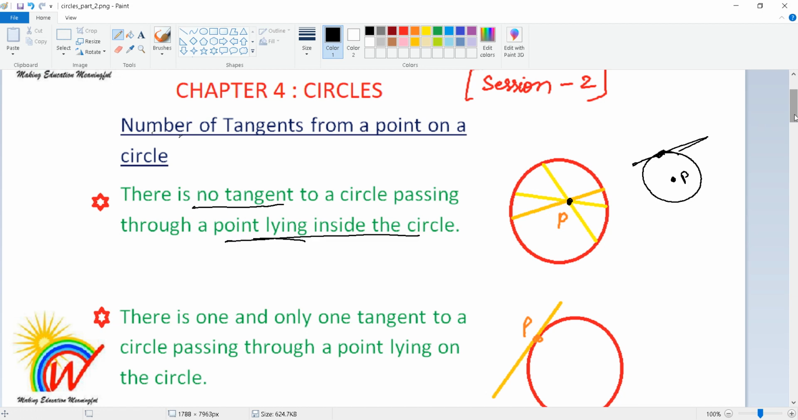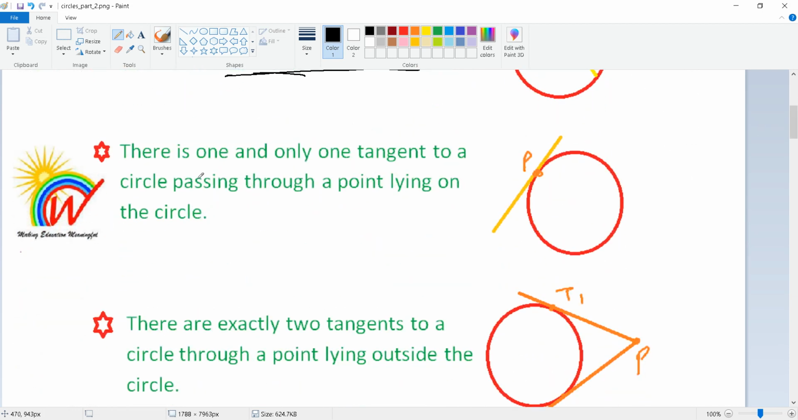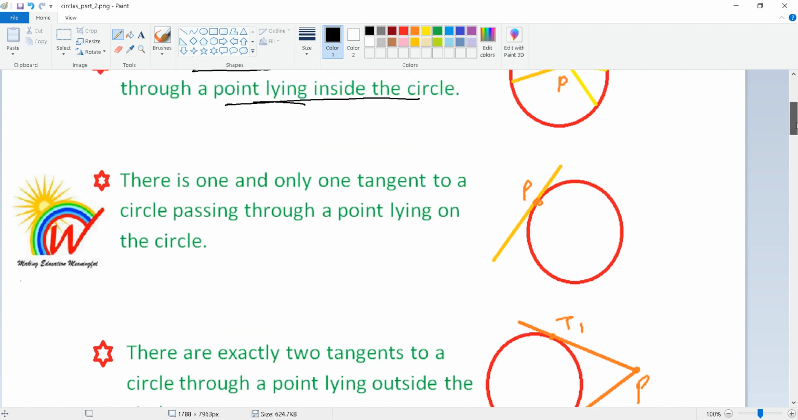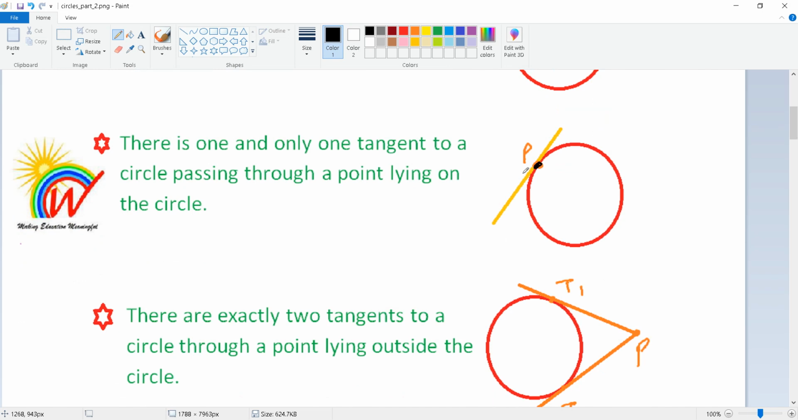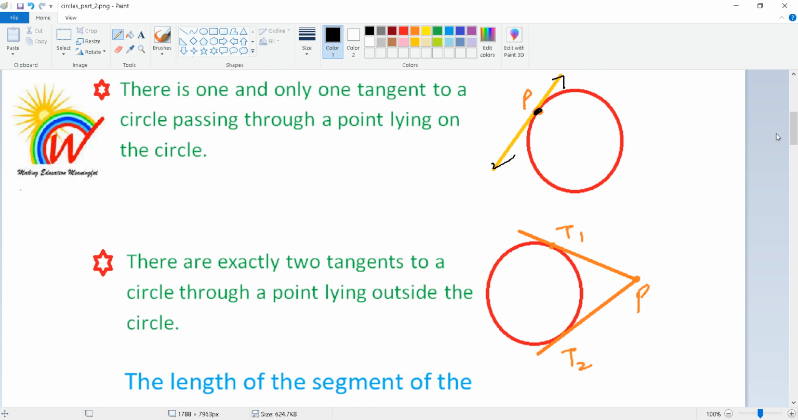Okay, this is the main point. Now the second thing, what if you had a point over here? There's one and only one tangent to a circle passing through a point lying on the circle. Earlier we saw that if the point was inside the circle, we can't draw a tangent. If the point was lying on the circle, we can draw one and only one tangent. And this is the tangent which we can draw passing through a point on the circle. So one point, one tangent, lying on the circle.